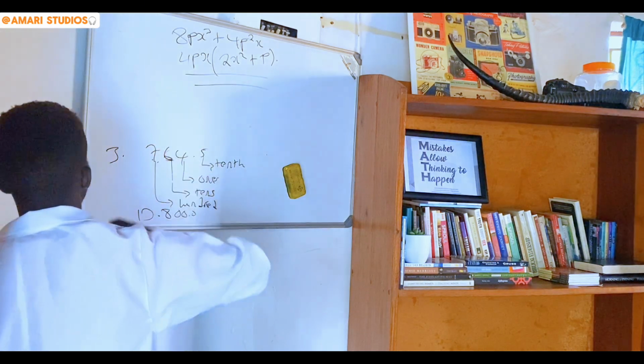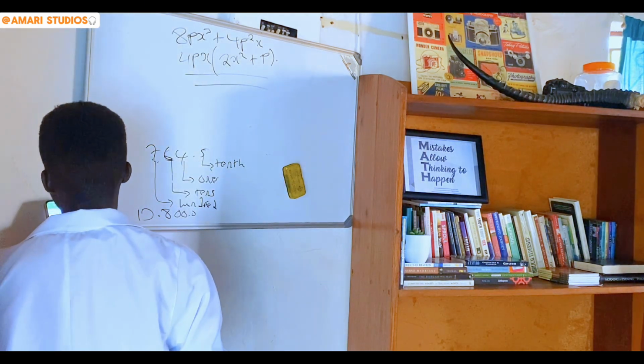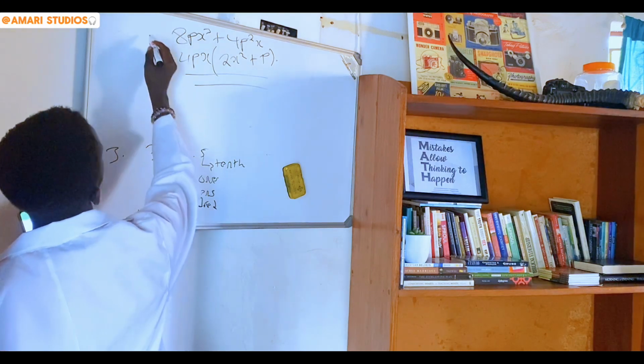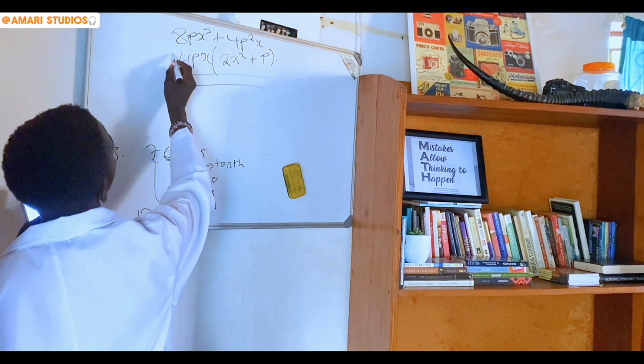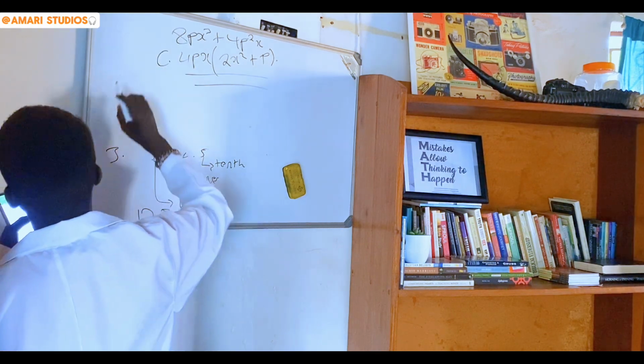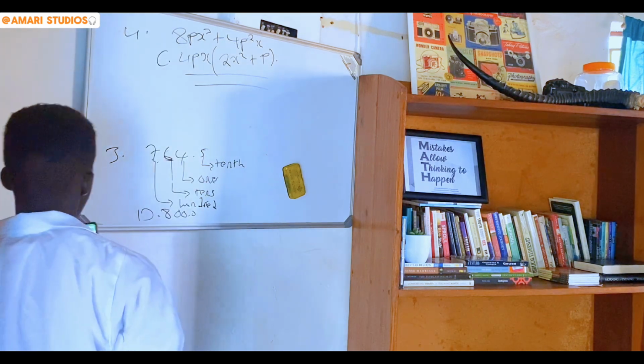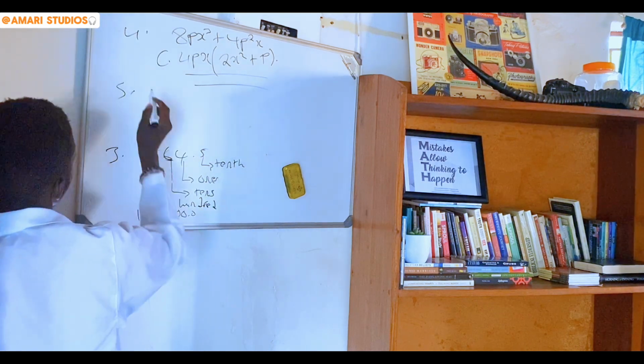That is the factorization of our answer, which in accordance with our question here was actually C. C was the answer for question 4. We move on to question 5.